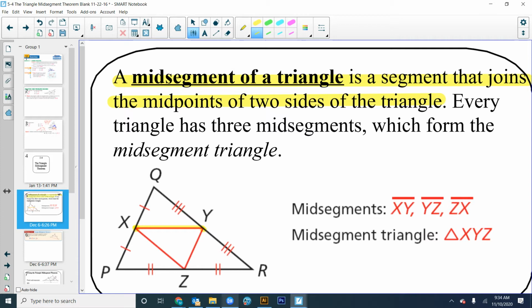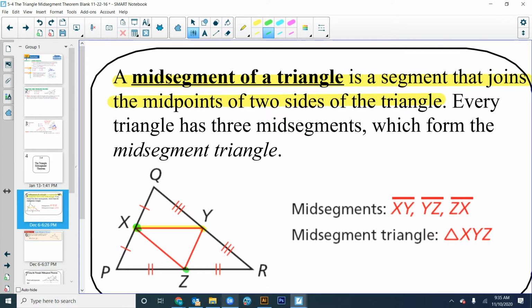Can you see the difference between a midsegment and a median? If I wanted to draw a median, I would go from point X. Where would I have to connect that if I wanted to draw a median? R. To R, right? This is not that. This connects the midpoints of the sides of the triangle. So X is the midpoint of this side.